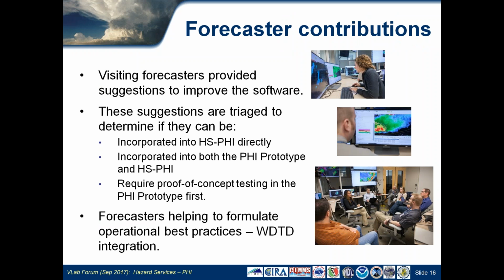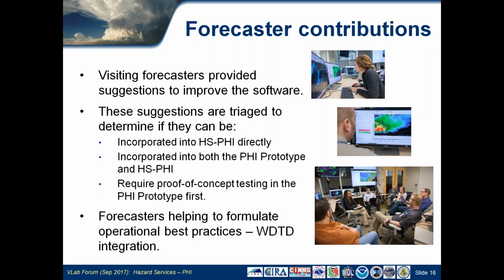Finally, the forecasters, of course, contributed a lot to all of this. They provided suggestions to improve the software, and this was independent of the PHI prototype experiment, which went on a little later in the spring. They also had forecasters providing suggestions to improve the software. So all these improvements are now being triaged to determine if they can be incorporated into Hazard Services PHI directly, or if they should be incorporated into both the prototype and Hazard Services PHI, or require proof of concept testing in the prototype first.